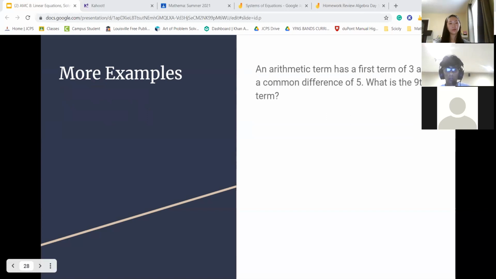But there's more to arithmetic sequences than just a common difference in what term you get next. So here we're going to have a little more of an intuitive example, something that you guys can actually solve for. An arithmetic sequence has a first term of 3 and a common difference of 5. What is the 9th term? So this one requires a little more IQ.